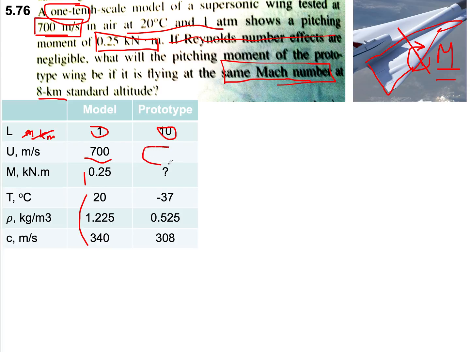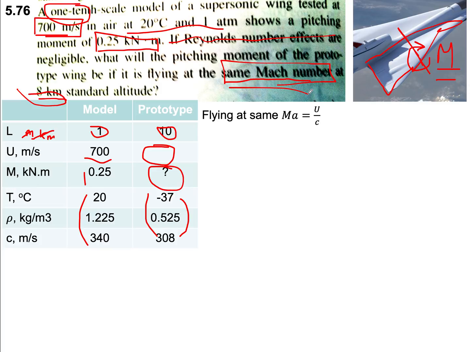We don't know the speed at which the prototype is going to fly, and definitely we don't know what pitching moment we are going to expect. So we have two unknowns. Then we know the properties at 8 kilometer altitude: 37 degrees C below zero, a density of half kilogram per meter cubed, and a speed of sound that is slower than at sea level, 308 meters per second. But we have a statement that the Mach number is the same.